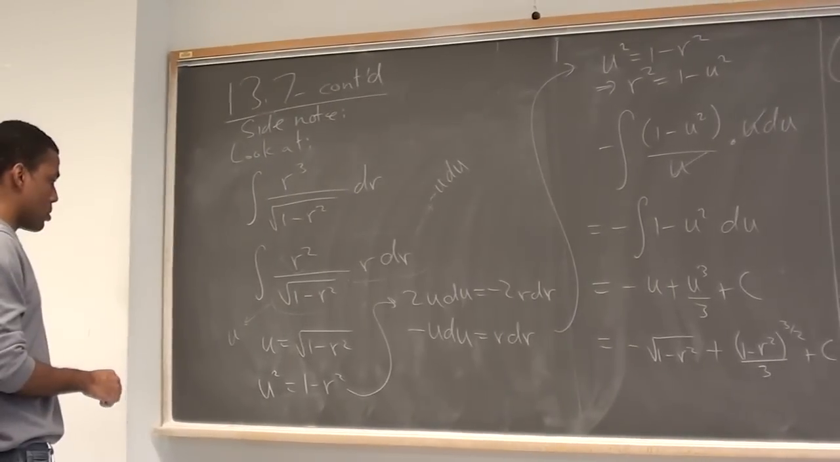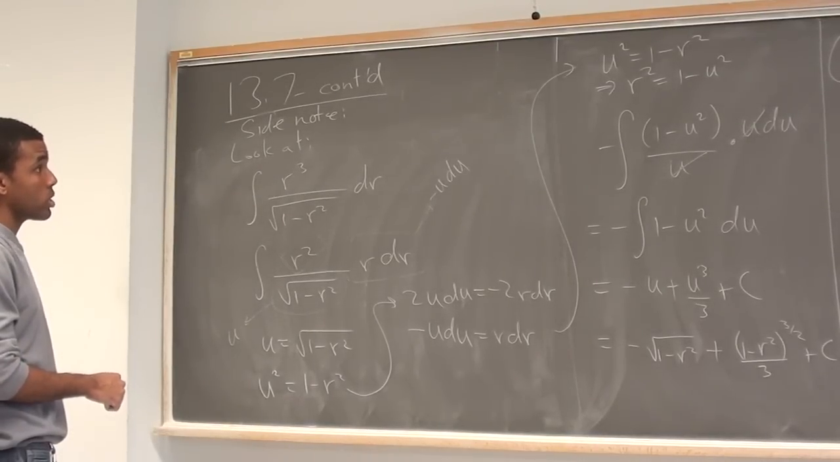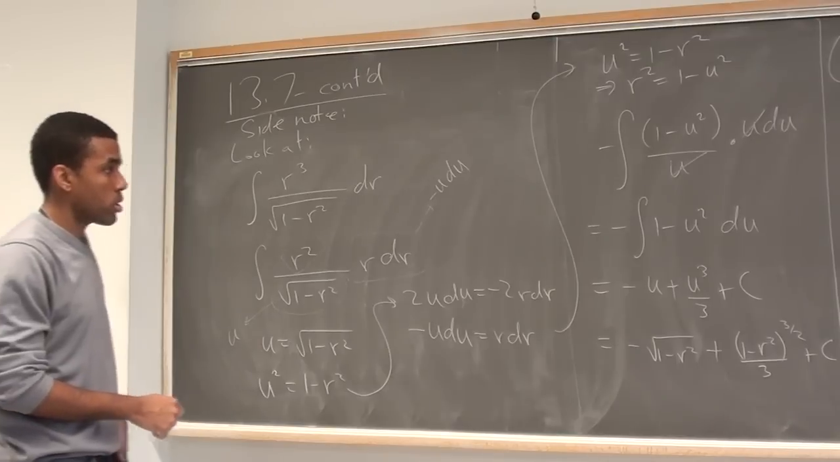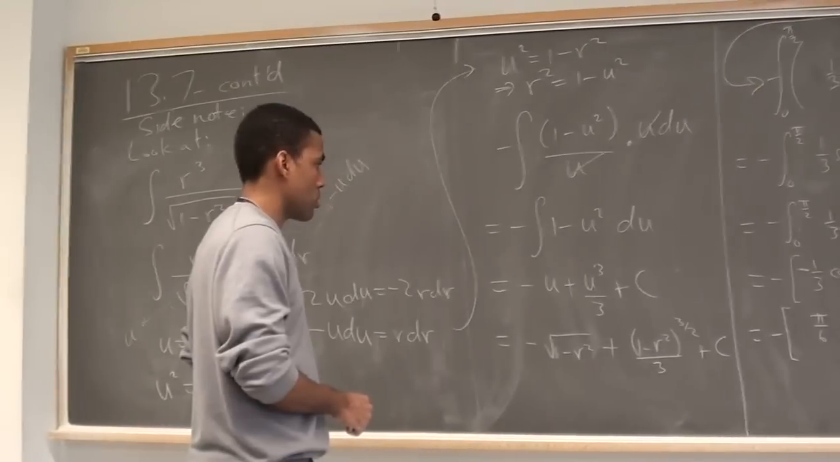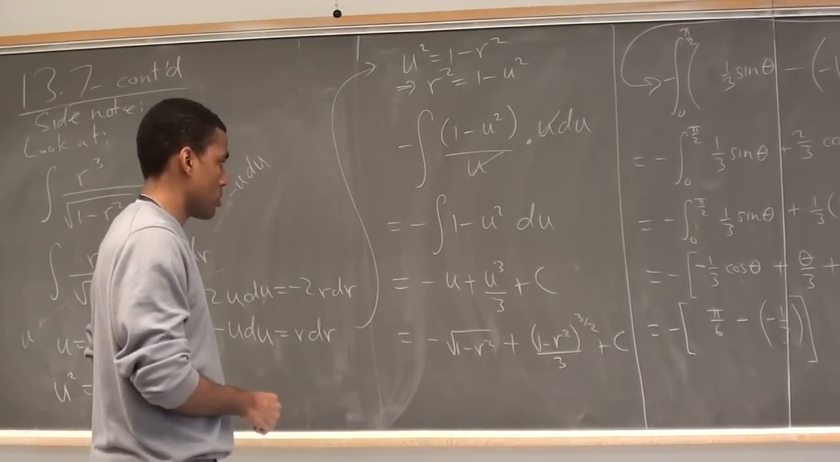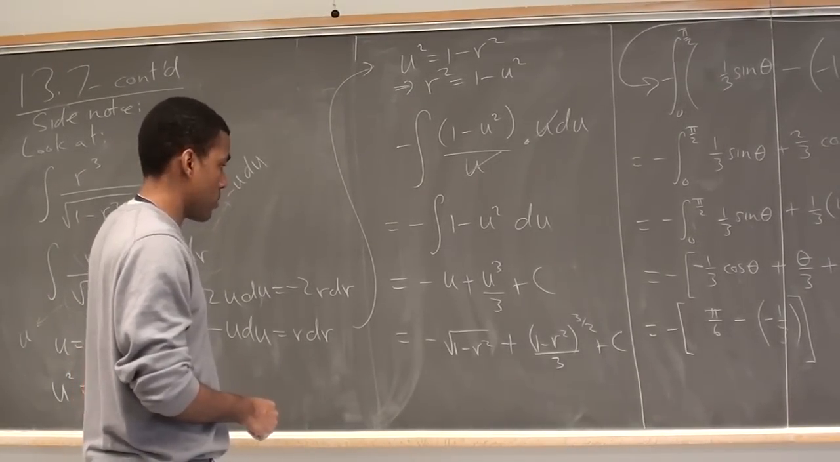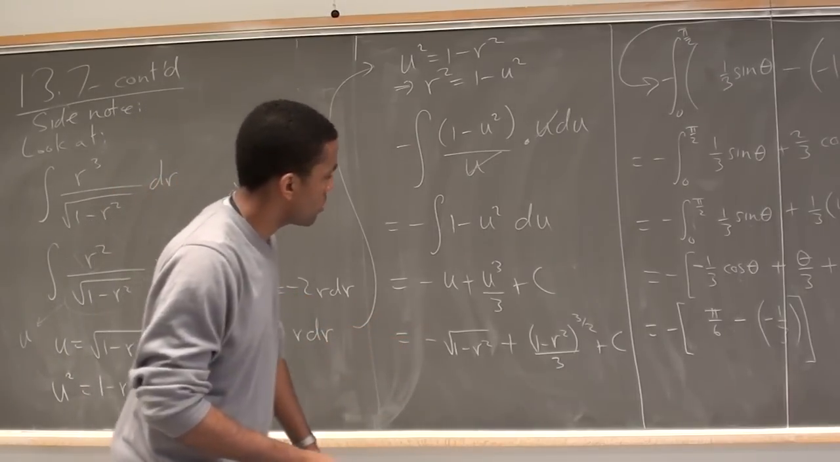u equals this, u squared equals that. 2u du equals that. Minus u du equals that. r squared equals 1 minus u squared. u cancel, 1 minus u squared. u minus u cubed over 3. And the u was this guy to the half. This. So far we're okay.